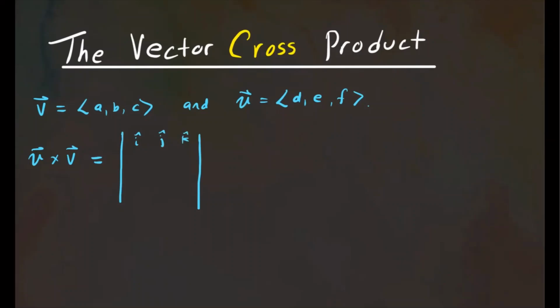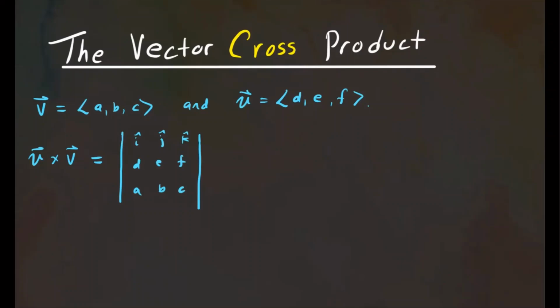Then the second row of this matrix will be the components of this vector, since you're doing U cross V. So the components for the vector U are D, E, F. And now for the next row, the third row, we're going to put the components of this vector V. So that will be our components A, B, C. So that's how you set up the determinant of this 3 by 3 matrix.